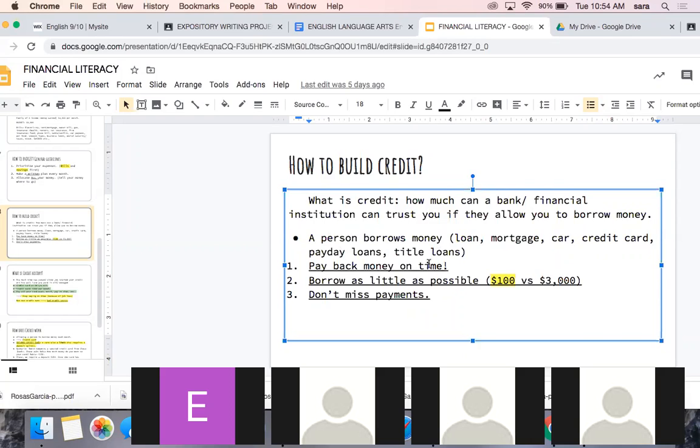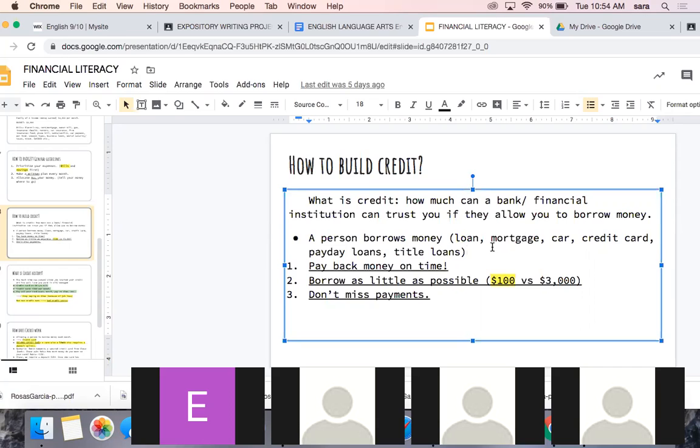I definitely don't recommend any of these two. But there's many different ways in which you can borrow money. Now, we came up with a few things to keep or establish your credit, which is number one, pay your money on time. If you're going to borrow money, if you're going to have a credit card, that's the number one thing you need to know about how to keep it, manage it, right? Pay back your money on time.